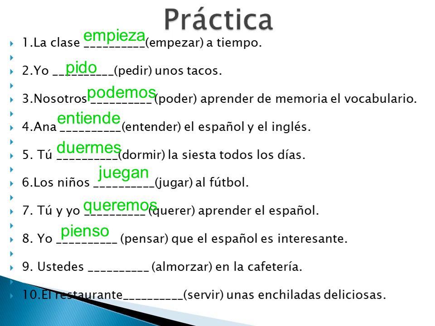Yo pienso que el español es interesante. Sí, es interesante. Oh, súper interesante. Ustedes almuerzan en la cafetería. El restaurante sirve unas enchiladas deliciosas.